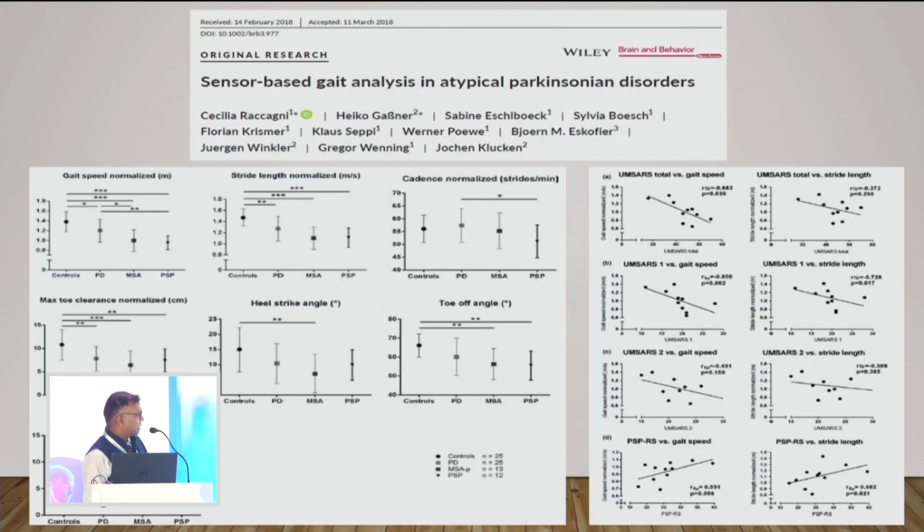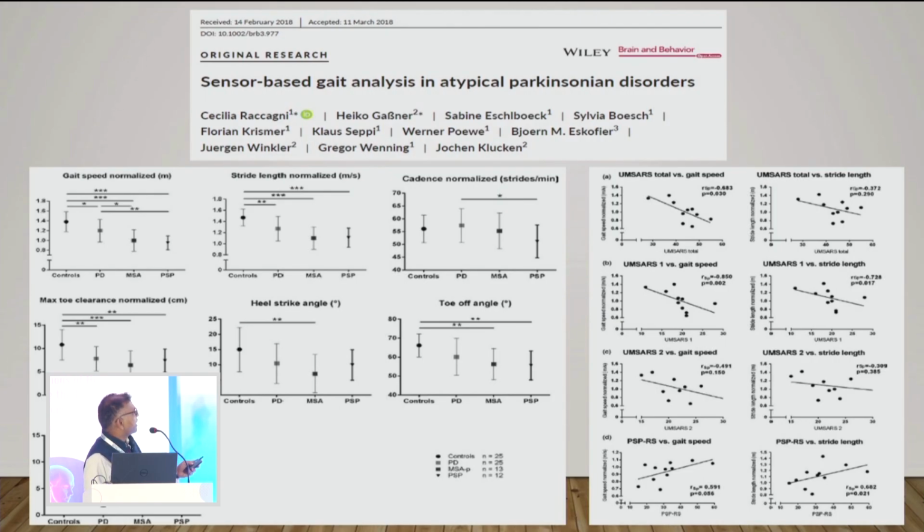So this is a study which is comparing the gait, doing the gait analysis with patients who are having Parkinson's or Parkinsonian disease. Look at the gait speed. In a normal person, this is the gait speed, but it has gone down in the patients of PD. In MSA patients, it has gone down further as compared to Parkinson's disease, and PSP also has the same effect.